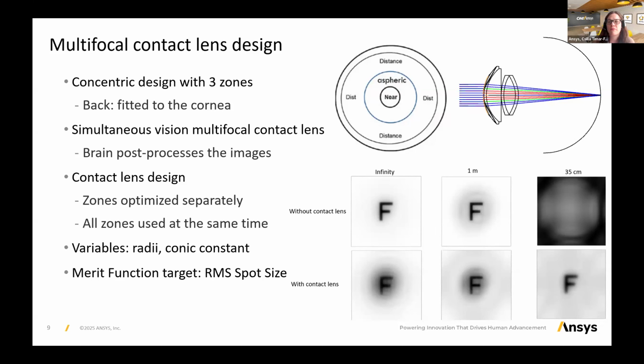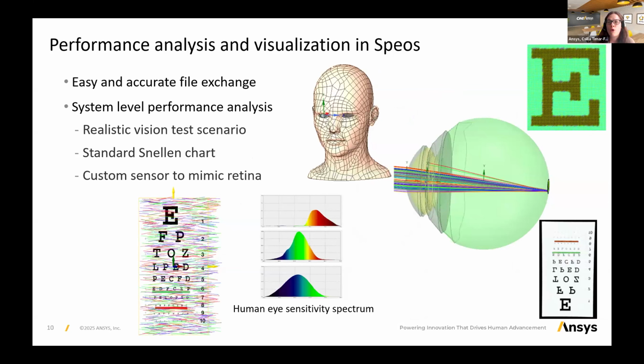As we can see on the images, with this contact lens, we can trade off some far vision to increase the vision quality at close object distances and therefore balance vision quality in a wide object distance range. Once the model is ready, we can leverage the easy and accurate file exchange between the Ansys Optics tools and create a full system visualization and performance analysis in SPIOS.